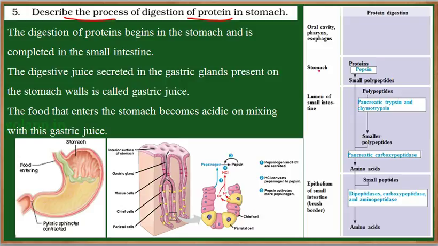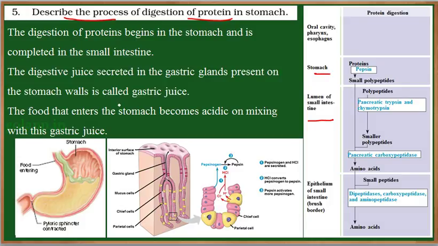The digestion of proteins begins in the stomach and then continues in the small intestine. The final digestion occurs in the small intestine, but the initial digestion occurs in the stomach. So let us learn about the initial digestion in the stomach.